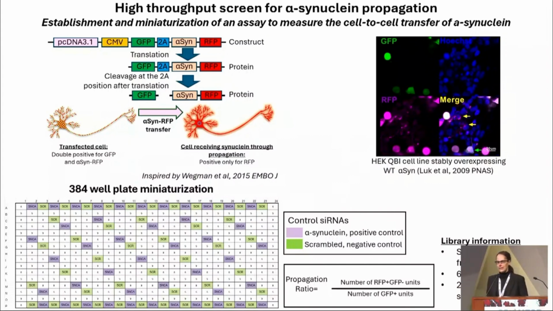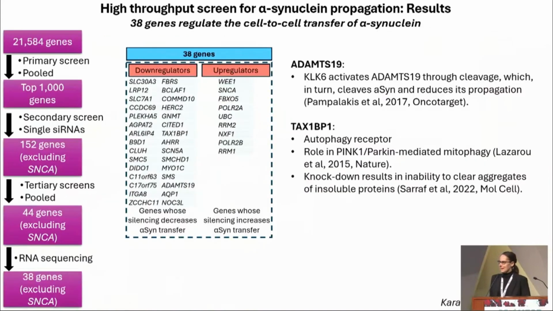And we can tell apart the two cell populations based on their color. The cells that are positive for green and red express synuclein through transfection, whereas the cells that are positive only for red but not green have taken up synuclein through propagation. And then we did a high-throughput screen with this assay, imaging-based, in 384 well plates. And to cut the long story short, after a long iteration, we ended up with a final list of 38 genes, whose knockdown either increases synuclein propagation or decreases synuclein propagation.